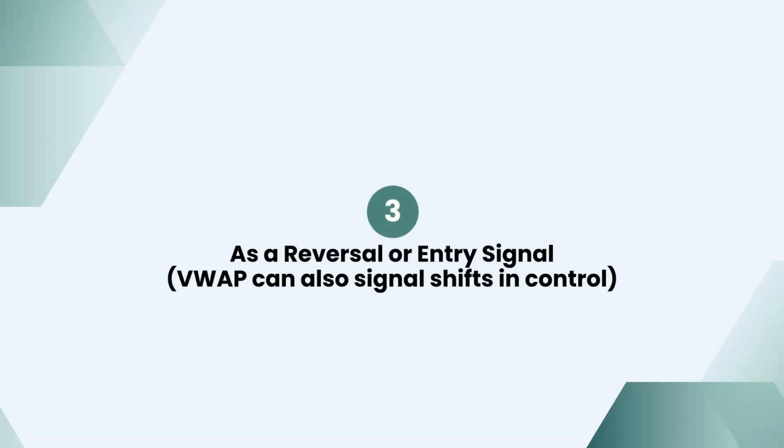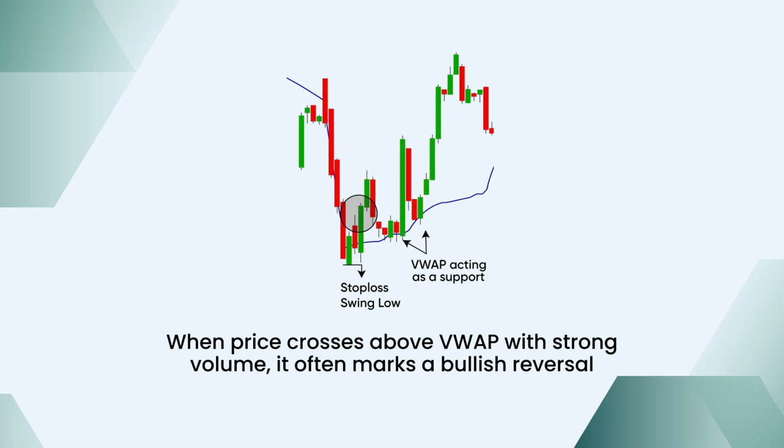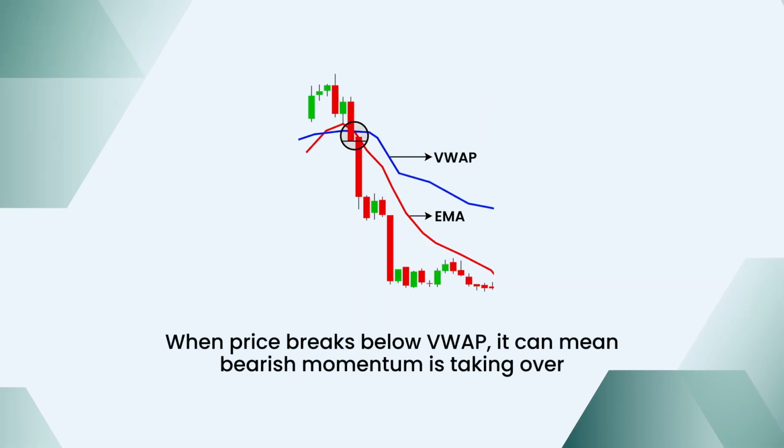The third one is as a reversal or entry signal. VWAP can also signal shifts in control. When price crosses above the VWAP with strong volume, it often marks a bullish reversal. When price breaks below the VWAP, it can mean bearish momentum is taking over.